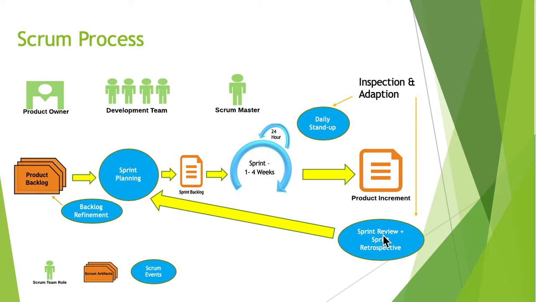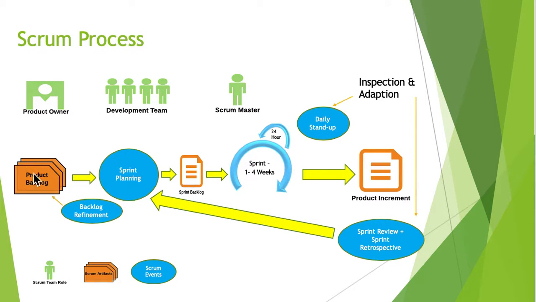In addition to these 4 ceremonies, there is an activity known as backlog refinement. This activity is continuously in progress throughout the Scrum to refine the product backlog. There are 3 artifacts in Scrum: product backlog, sprint backlog, and product increment, highlighted in orange in the diagram, as you can see. So here is how the process works together.